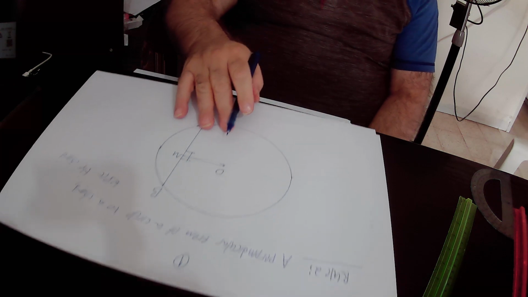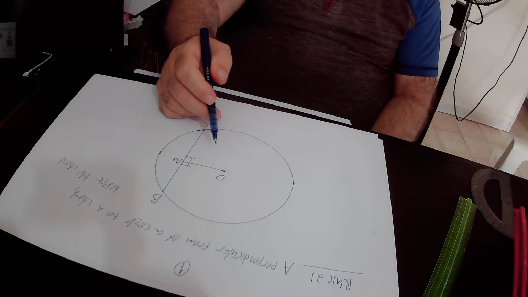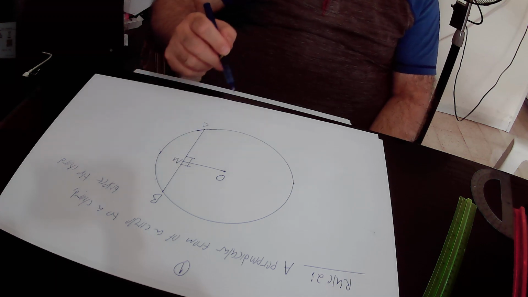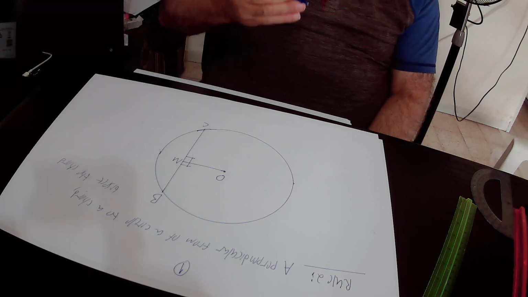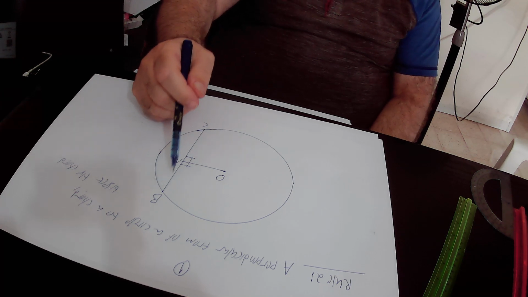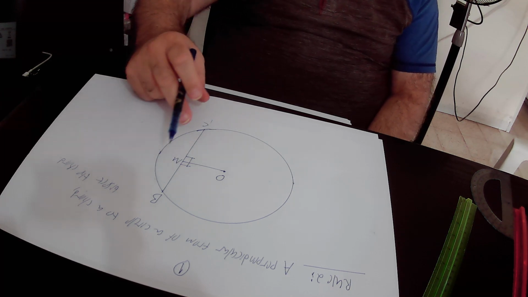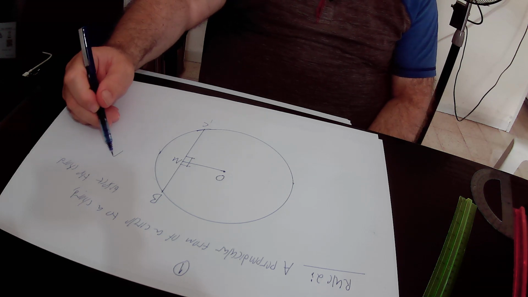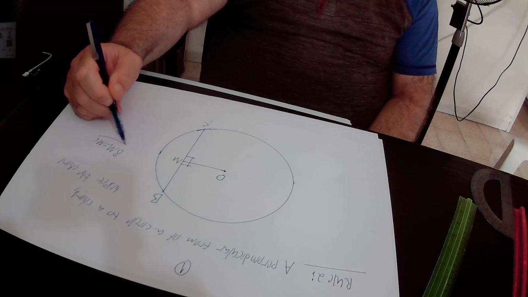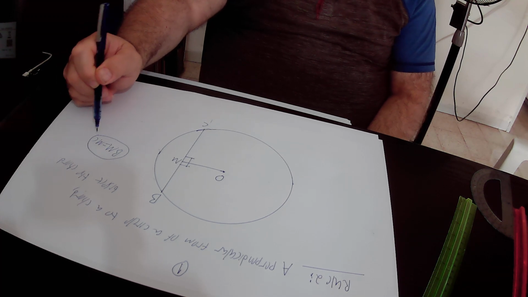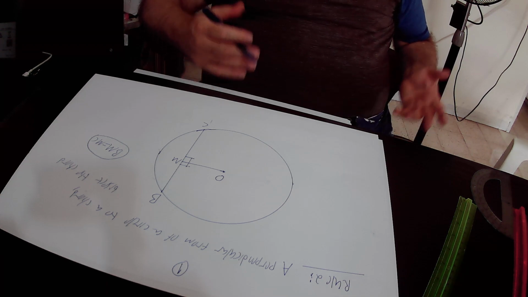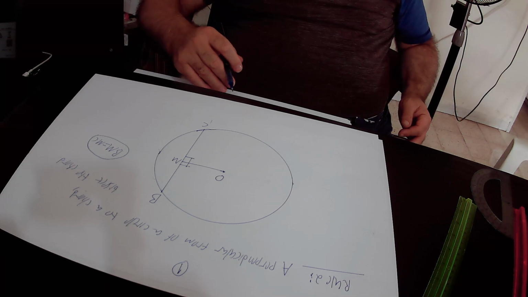So here, from the center of this circle, that is to say from point O, we have perpendicular OM to chord BC, and according to this rule number 2, this perpendicular OM bisects chord BC. That is to say, BM equals MC. So, whenever you have a perpendicular from the center of any circle to any chord, it will bisect the chord.